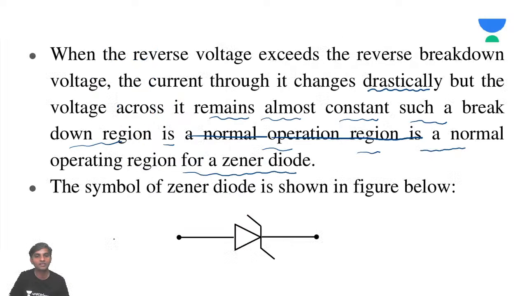Now we will see the symbol of the Zener diode. You can see a Z in the Zener diode symbol. This is Z or not? Yes or no? Anode and cathode. You need not worry; in the Zener diode symbol you will find a Z.